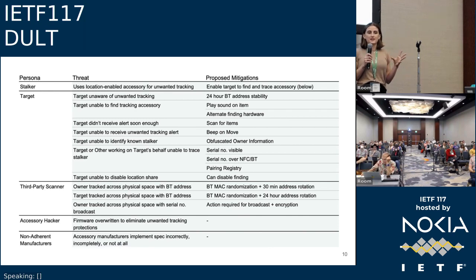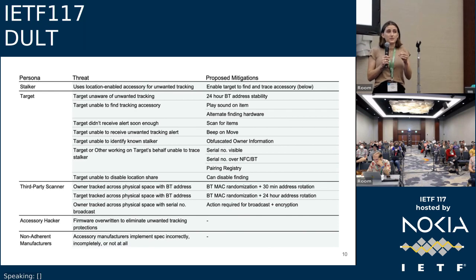So the first thing is the victim not being aware at all of unwanted tracking. The biggest thing that we can do are the alerts that we mentioned earlier. If you've got something small that has been placed on you, in your jacket or in your bag, your phone gets an alert that something has been following you. The proposed mitigation here is having stable Bluetooth addresses. That way, any platform is able to detect something following a victim.